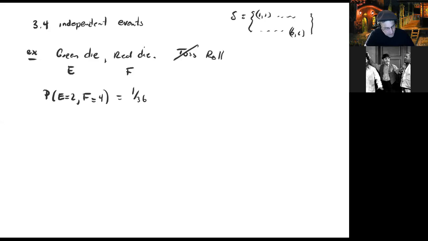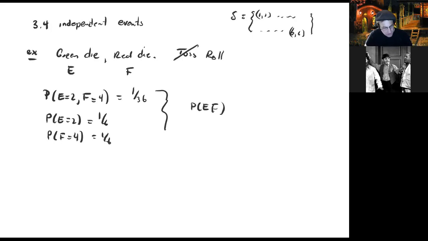Now, what's the probability that E equals 2? Well, that's a question about a single die, the green die. And 1/6 of the time it's going to show a 2 if it's a fair die. Similarly, the probability that F equals 4 is 1/6. And lo and behold, the probability of EF, which is the probability that E equals 2 and F equals 4, is 1/36. And that's equal to the probability of E times the probability of F in this case, because the probability of E is 1/6 and the probability of F is 1/6. So these events are independent.